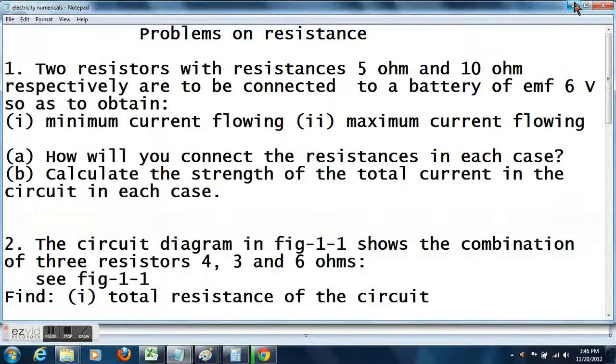Welcome to the next tutorial on current electricity. Here we'll start solving the problems. First, the problem number 1.